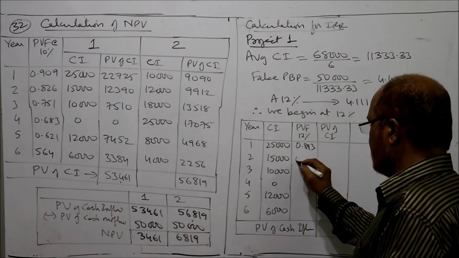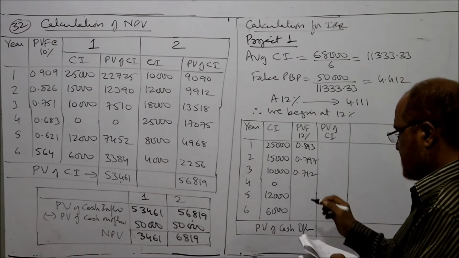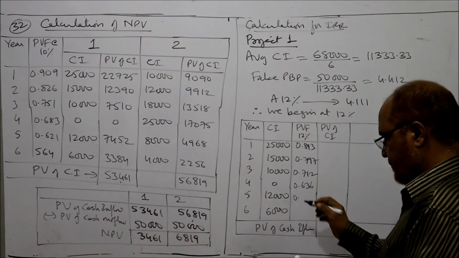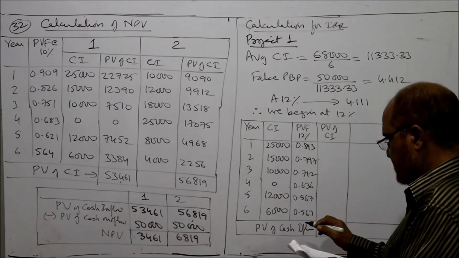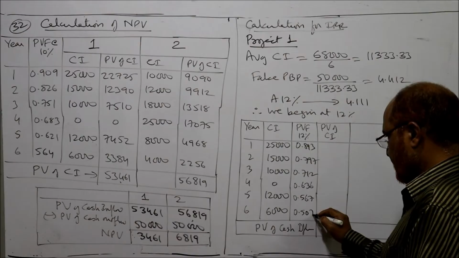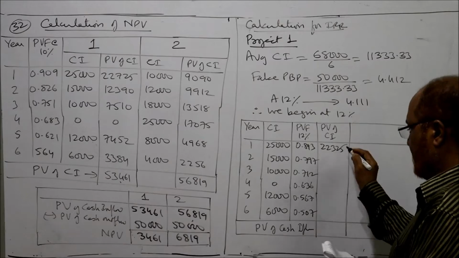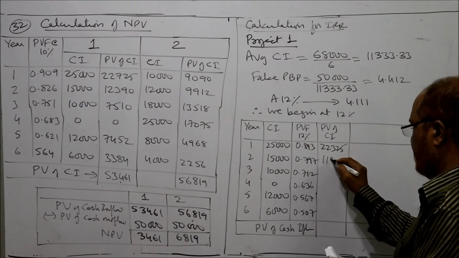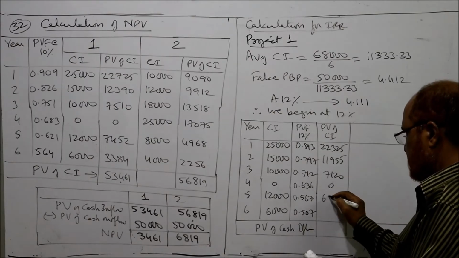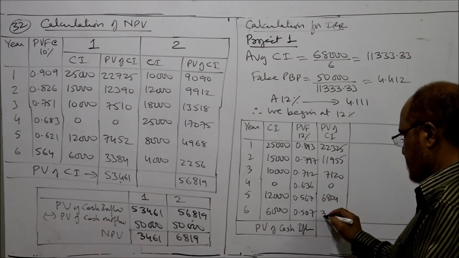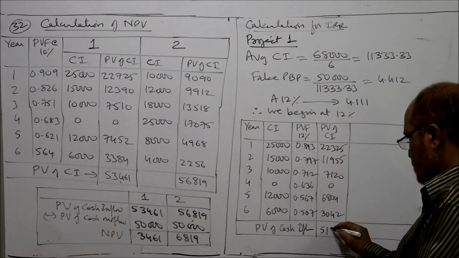0.893, 0.797, 0.712, 0.636, 0.567, 0.507. Multiply, we'll get 22,325. Then we'll get 11,955. Then we get 7,120, 0, 6,804 and 3,042. The total is 51,246.